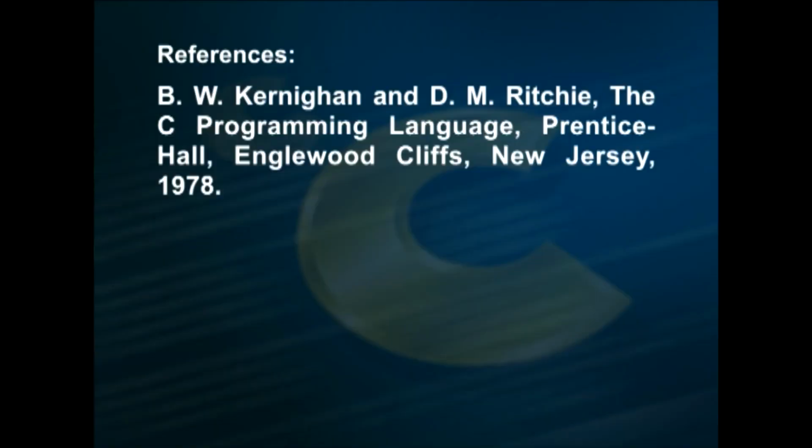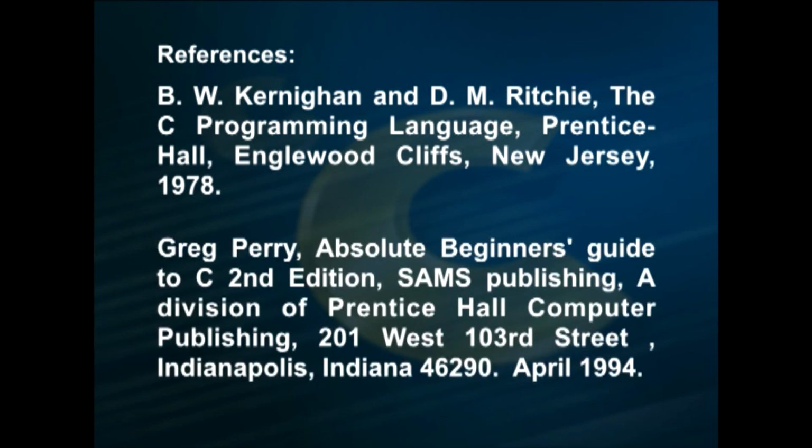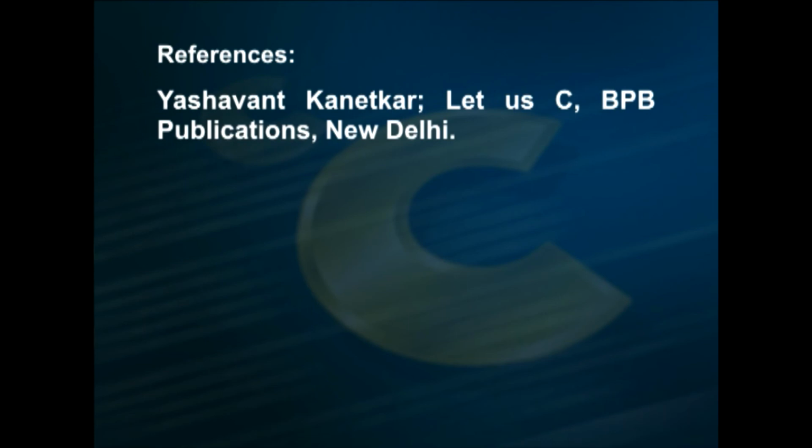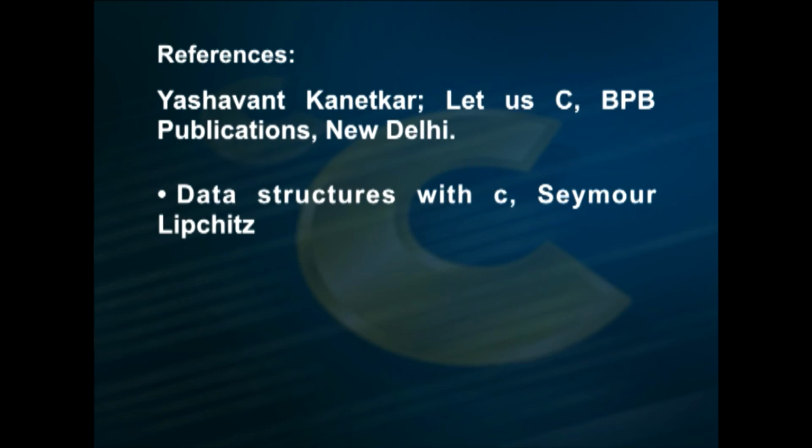Here I can suggest some more books for your further study. The C Programming Language, written by B.W. Kernighan and D.M. Ritchie, Prentice Hall Publications, Englewood Cliffs, New Jersey, 1978. Absolute Beginner's Guide to C by Greg Perry, 2nd edition, Sams Publishing, April 1994. Let Us C by Yashwant Kanetkar, BPB Publications, New Delhi.